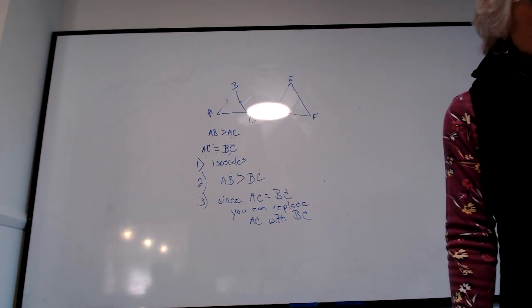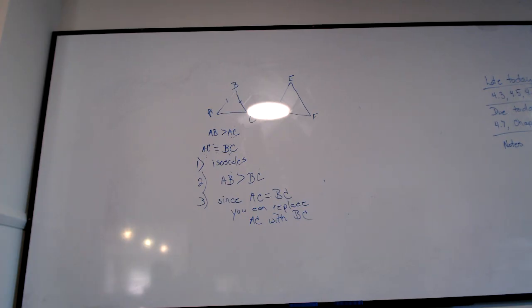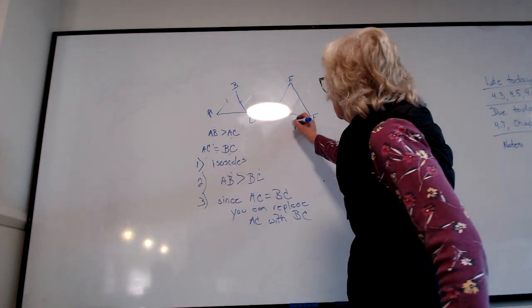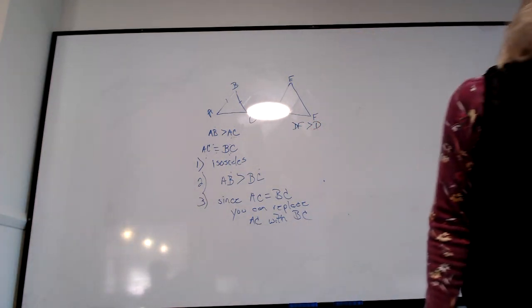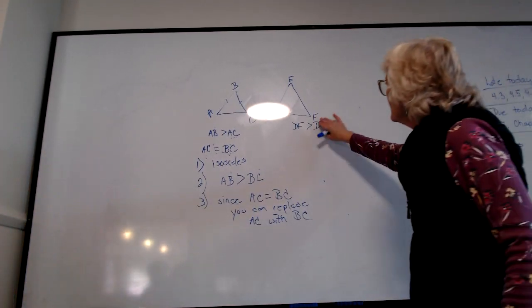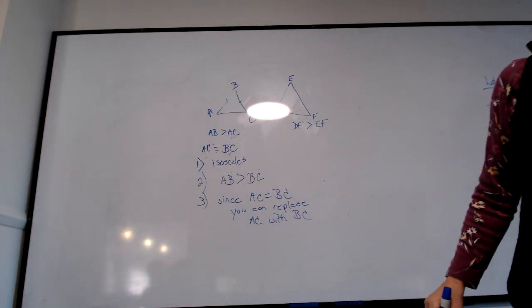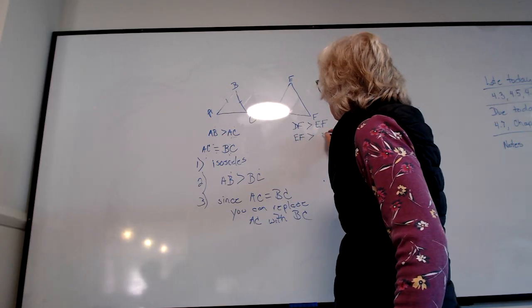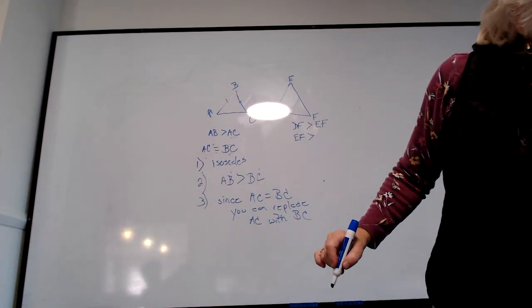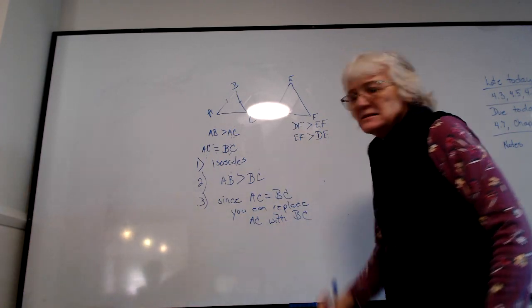Okay, the next one, in triangle DEF. Now we're on the other triangle. DF is greater than EF. Wait, did I just do that wrong? No, that's right. And EF is greater than DE.